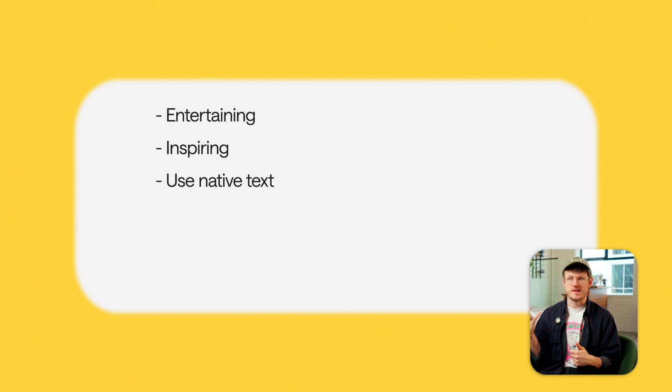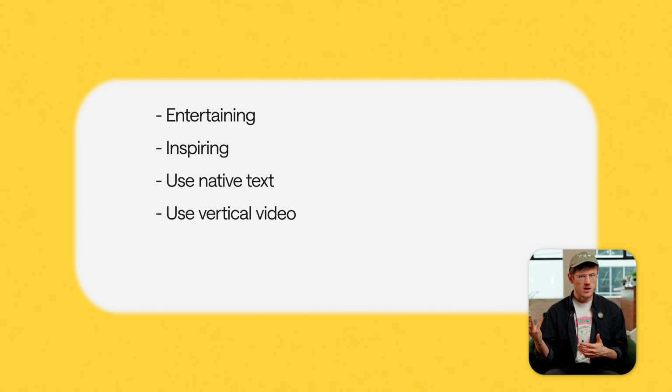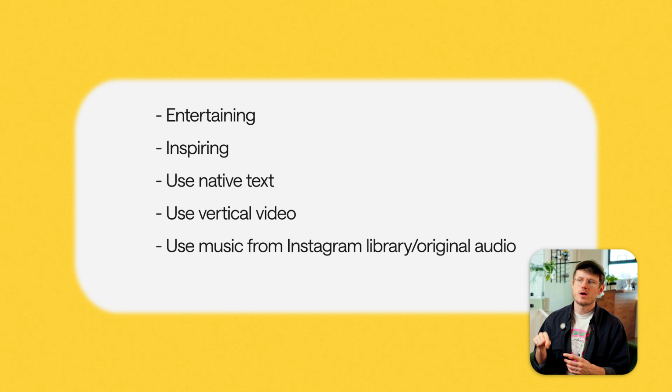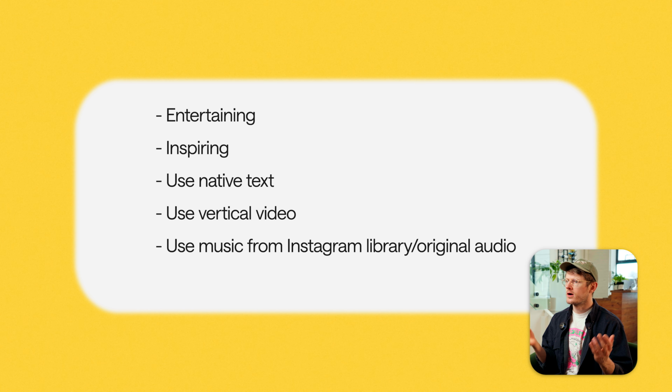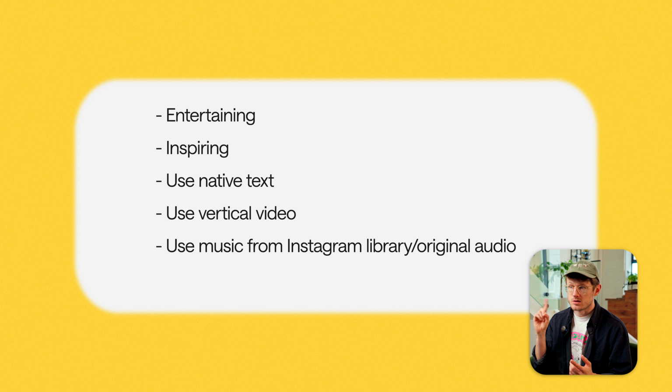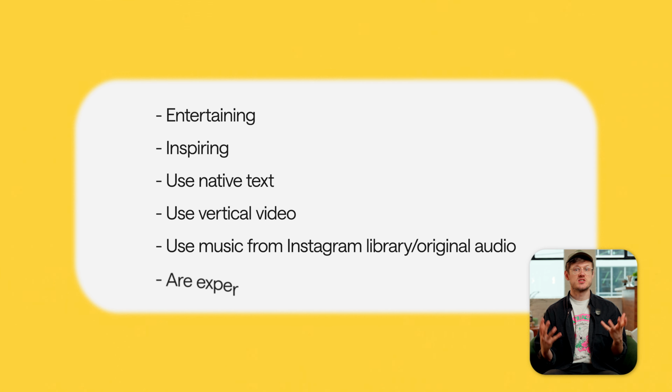Use native text within the app, use vertical video, 9:16 ensures your content is immersive, uses music from the Instagram music library and or original audio you create or find on Reels, not TikTok, and are experimental. Try something new, be yourself, and see what works.